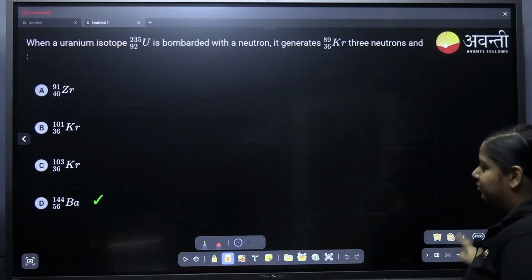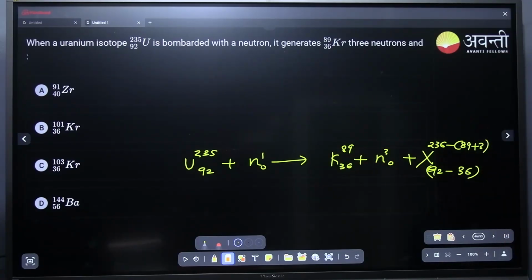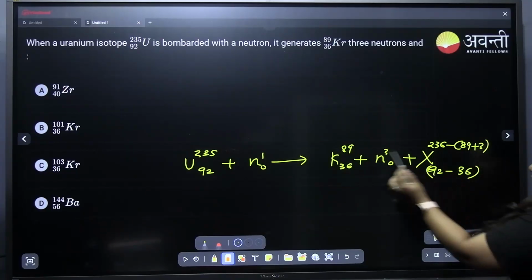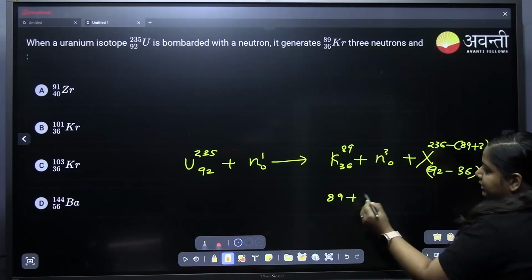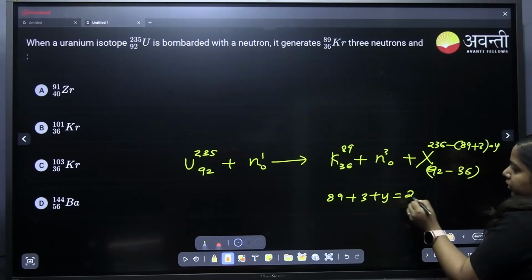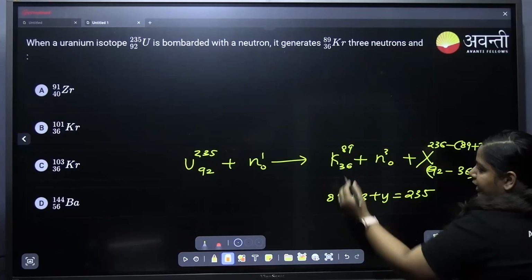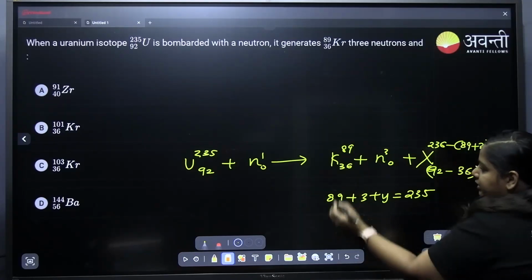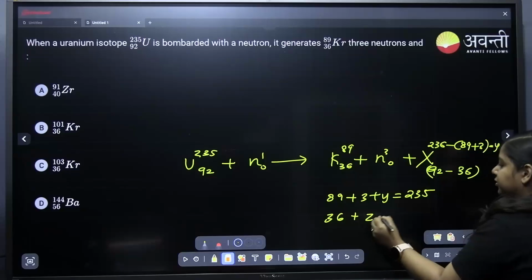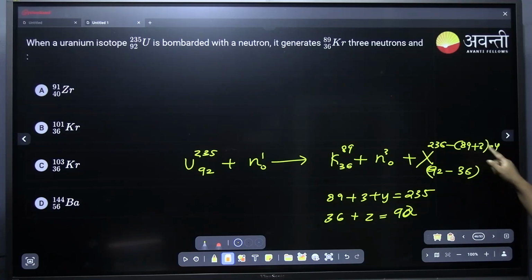Okay, no, sorry. See, total mass number and atomic number should be equal, right? So X should have 89 plus 3 plus, let's say this value is Y, and Y should be equal to 235. Similarly 92, here it is 36, this 36 plus another value Z should be equal to 92 on both sides. So that's why we are writing it like this.